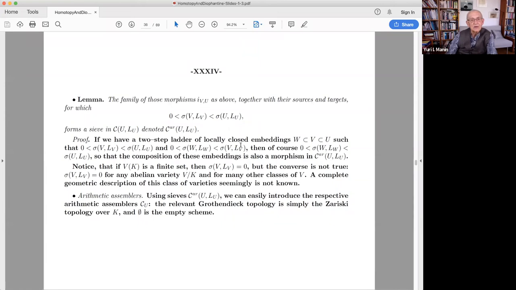And it's pretty easy to see that if we have a two-step ladder of locally closed embeddings with this property, then of course the composition of these embeddings is also a morphism in this arithmetical sieve. And please pay attention to the fact that if there is only a finite number of points in V, then sigma equals zero, but the converse statement is not true. For any elliptic curve or for any abelian variety over K, and for many other classes of V, sigma equals zero. And we really do not have a complete geometric description of it.